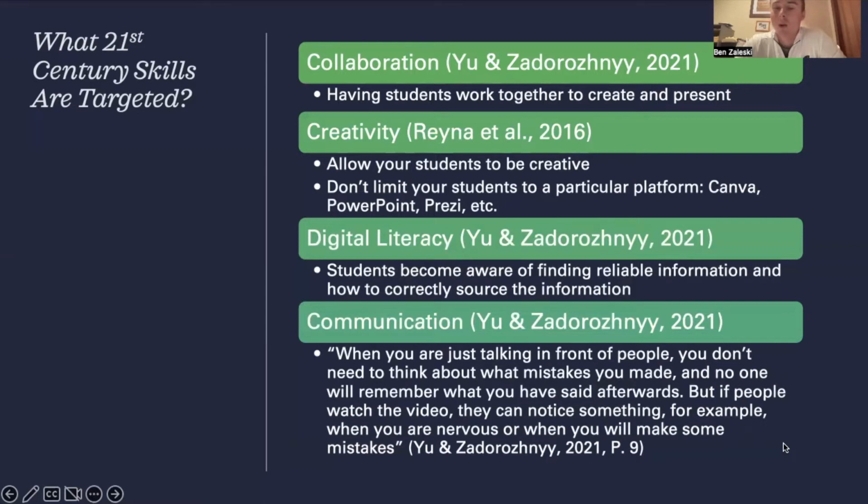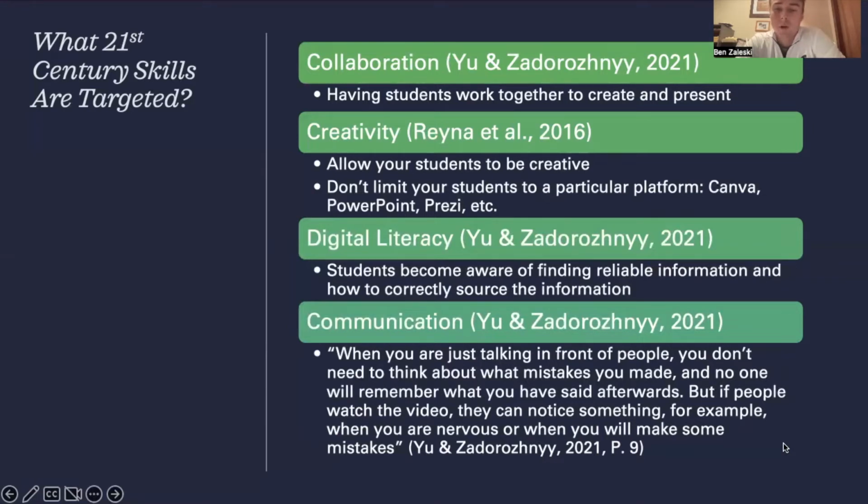So students are going to become more aware of finding reliable information and how to correctly source this information. It is important for you as the teacher, though, to highlight that this is an important step as a part of their multimedia presentation. They need to have sources that are backing their information. It isn't just something simply where they're going to talk about their opinion on something. It's great to include their opinion, but they need to have content and information that backs it to make it a credible presentation. And then finally, the final 21st century skill that is targeted mainly is communication.